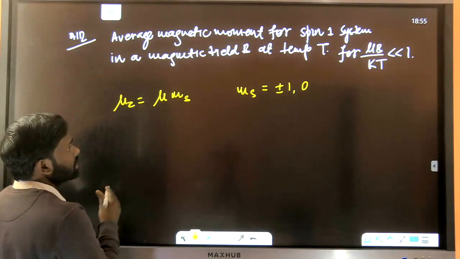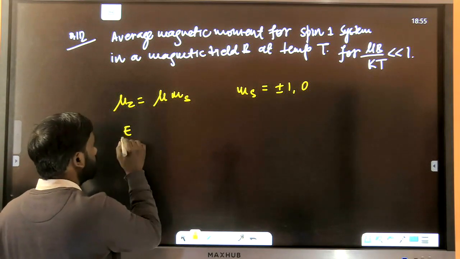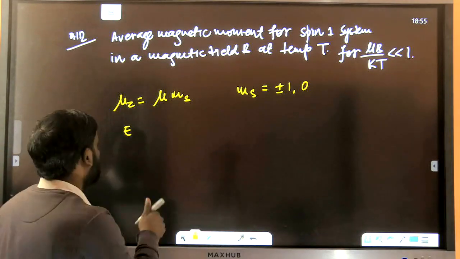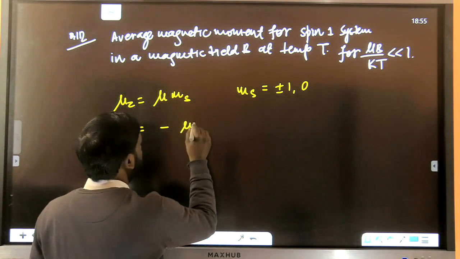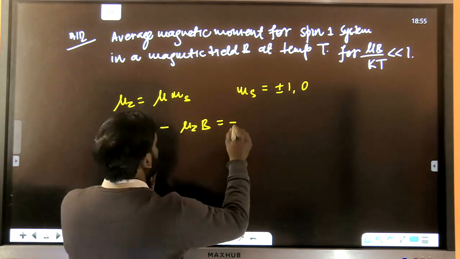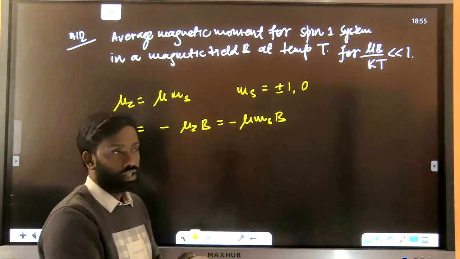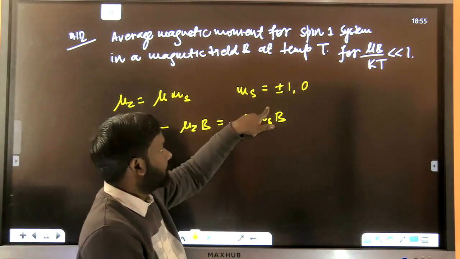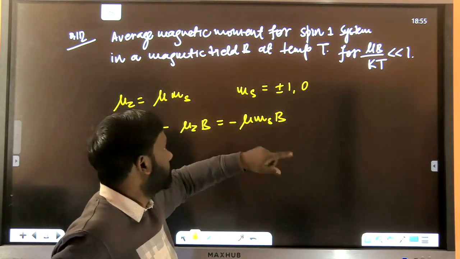So if you write the energy of some state, you get minus mu z into B. So minus mu into ms into B, that's the energy. Using this, we'll put the value of ms here. So you get minus mu B.